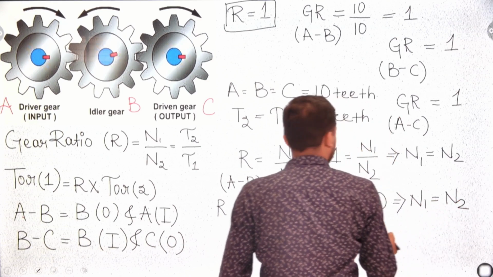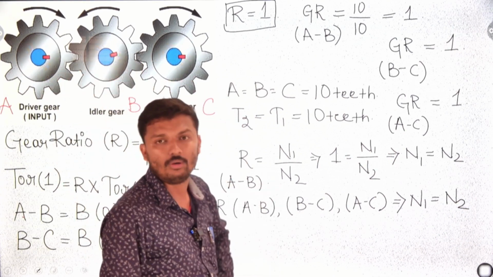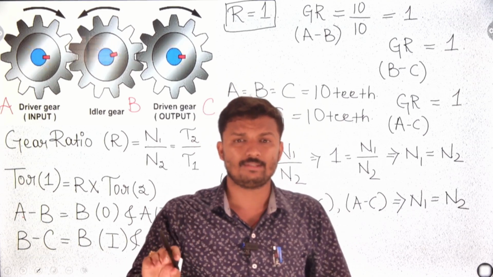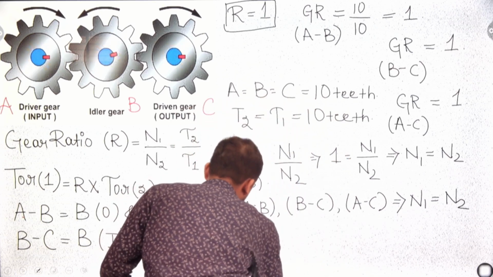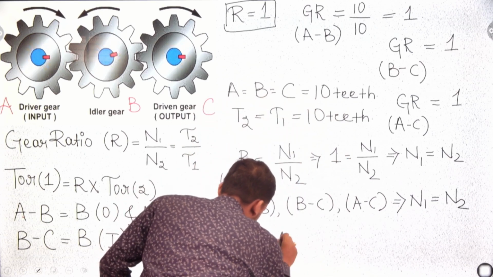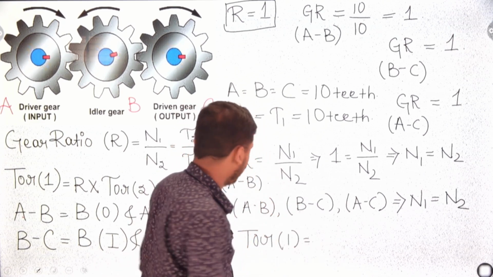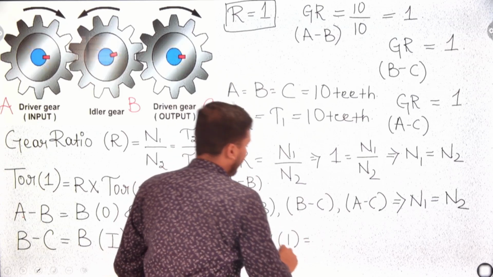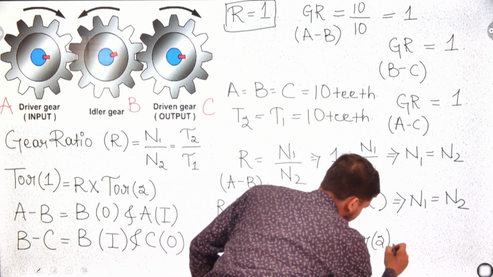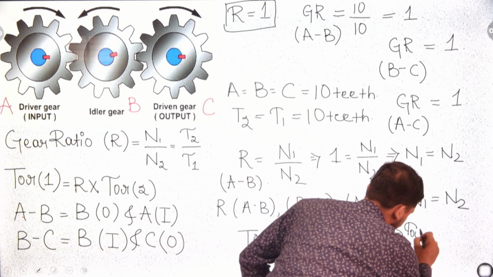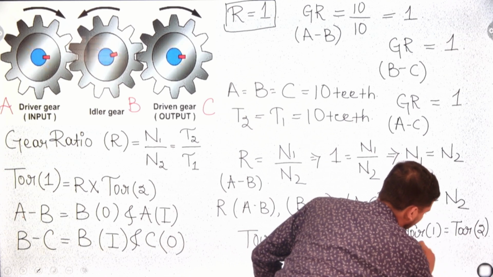That means the speeds of A, B and C are equal. If all are equal, then what is the torque? Torque 1, the input, whether you take A to B, B to C or A to C directly, is equal to R, which is 1, times torque 2. So torque 1 is equal to torque 2.